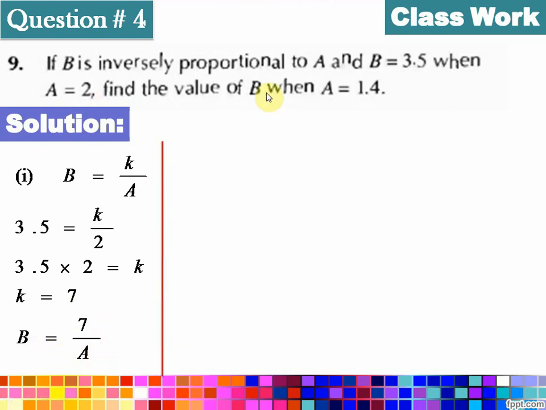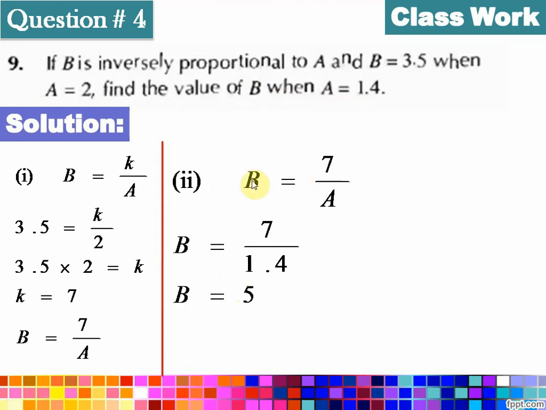Next, moving on, second part, find the value of b when a is equal to 1.4. Second part is again we have to write the general equation b is equal to 7 over a. So 7 over 1.4, we get the answer, which is 5. B is equal to 5. So these are questions from the exercise 1C in the book D2.